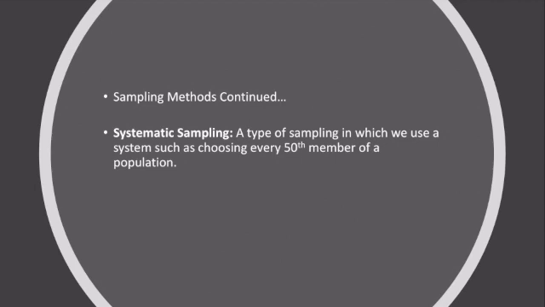The next sampling method I want to talk about is systematic sampling. This is a type of sampling in which we use a system such as choosing every 50th member of a population. So you could go in the phone book, if phone books were still a thing, and pick like every 50th person in the phone book and have them be included in your study.